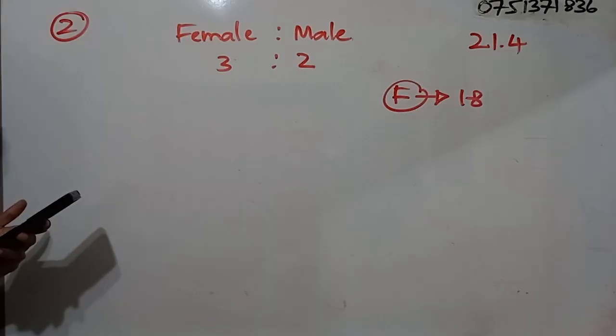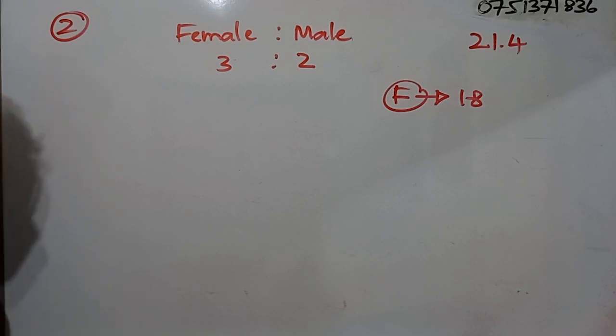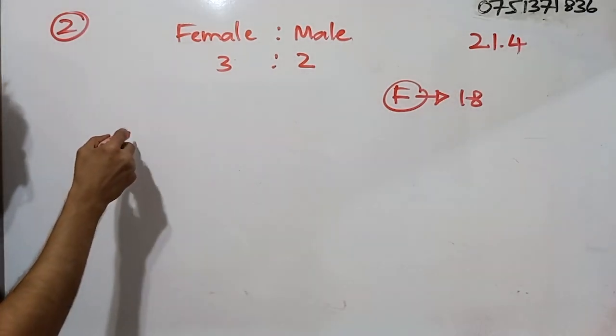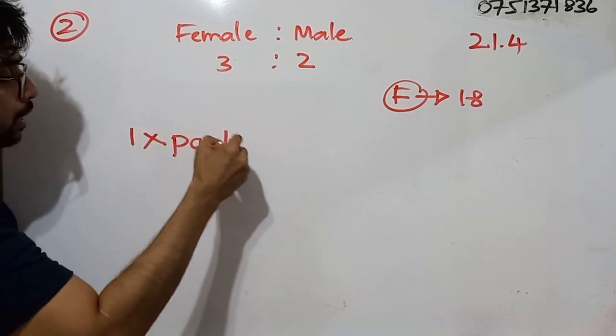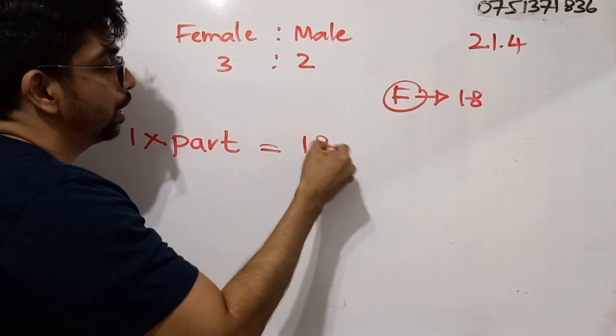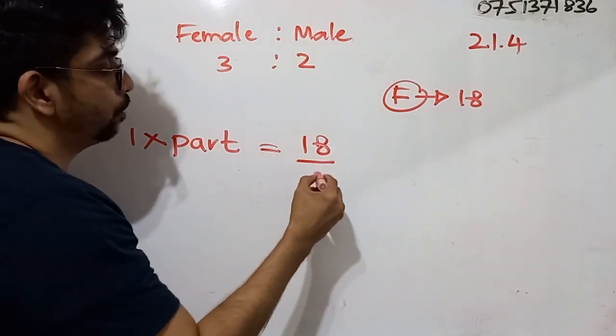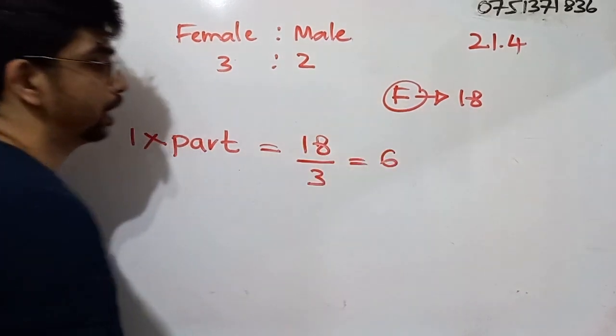18. Find the number of male workers, right? So just as before, here we can calculate what is equal to one part. 18, we have to divide it by 3. So we get what? 6.